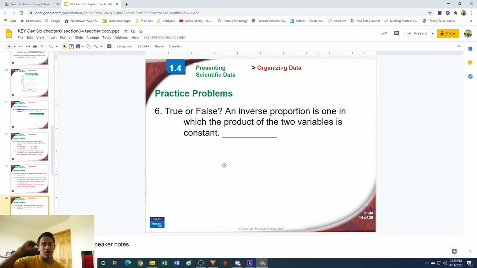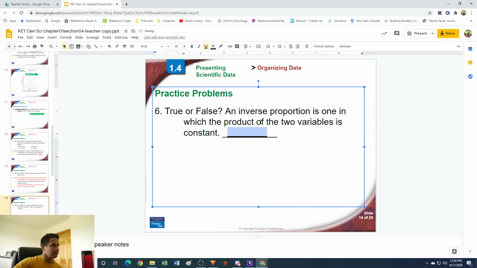For example, 120 miles divided by 60 miles an hour, that gives you 2, right? If we go 240 miles divided by 120 miles an hour, that's 2. So that's direct proportion, where it's always going to be the same ratio. But an inverse proportion means that the ratio is changing, right? It's not constant. So this would be false. You don't have a constant ratio or a constant product.